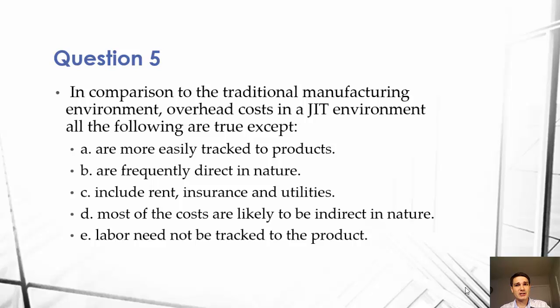In comparison to the traditional manufacturing environment, overhead costs in a just-in-time environment, or JIT environment, all of the following are true except: A, are more easily tracked to products; B, are frequently direct in nature; C, include rent, insurance, and utilities; D, most of the costs are likely to be indirect in nature; or E, labor need not be tracked to the product. So first off, I want to apologize for the way this question is written.